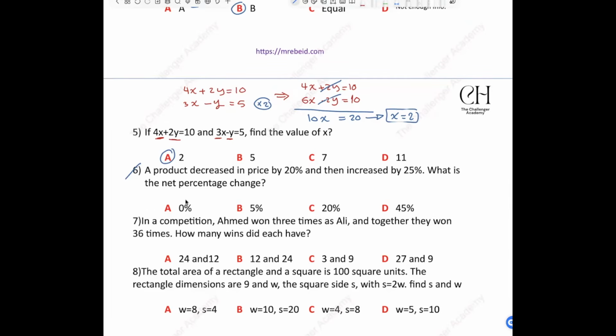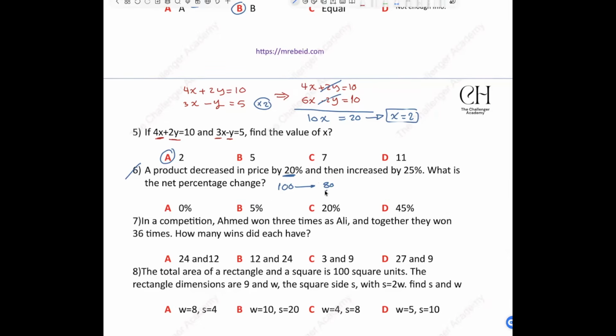Question 6. A product decreased in price by 20% and then increased by 25%. What is the net percentage change? Imagine that its price, for example, is 100 riyals. If you decrease its price by 20%, you calculate 20% of 100, which equals 20. Decreasing by 20%, you subtract the decrease from the original price. So the new price will be 80 riyals. So after decreasing by 20%, the price of 100 becomes 80 riyals.